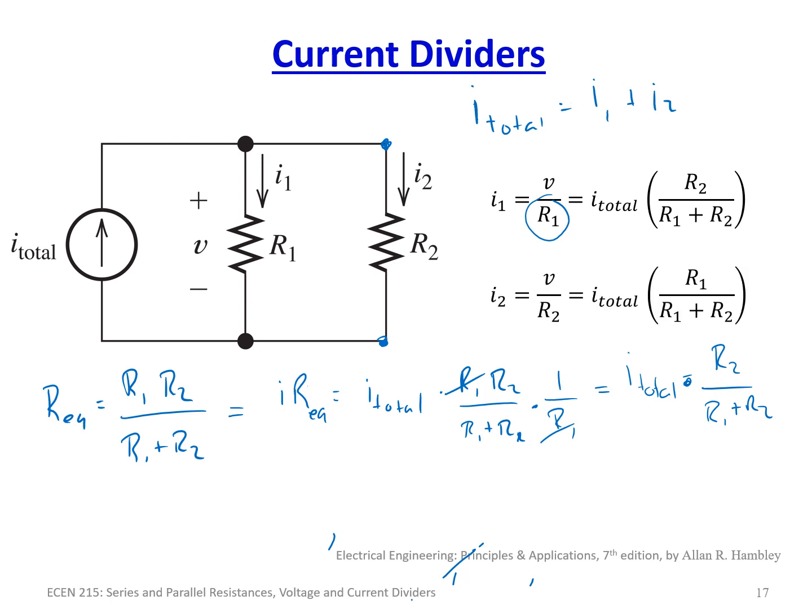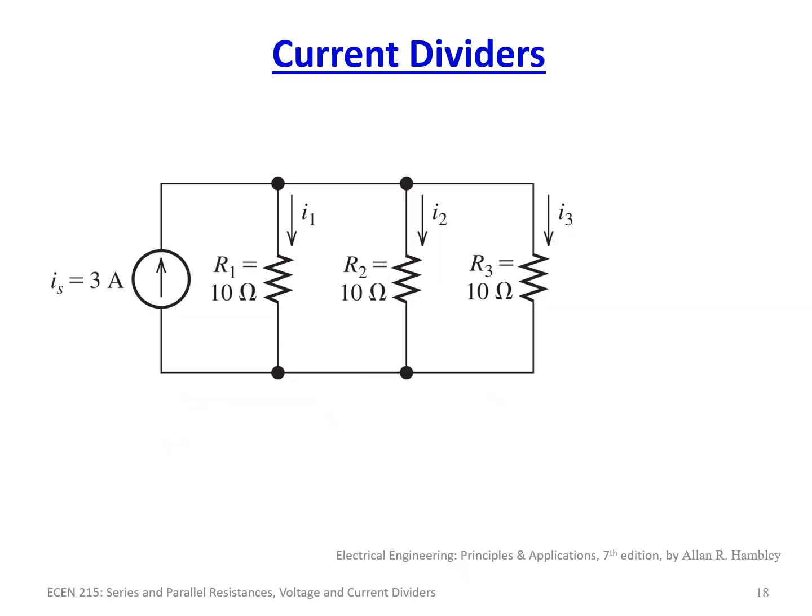And correspondingly, I2 is just V over R2, which is the exact same thing, except now it's R2 that gets canceled out and not R1. So here we have a simple little problem to work. We have 3 resistors that are in parallel. They all happen to be 10 ohms.